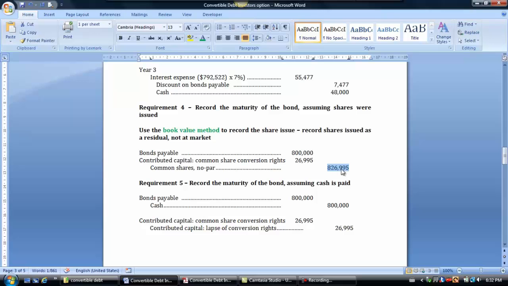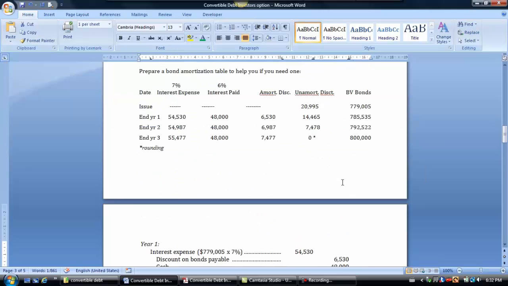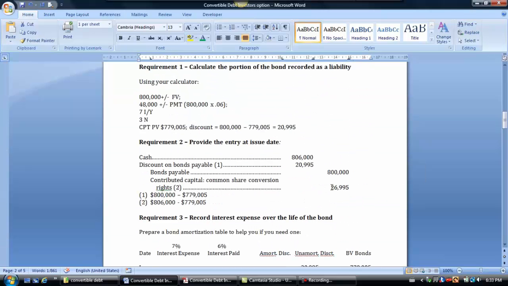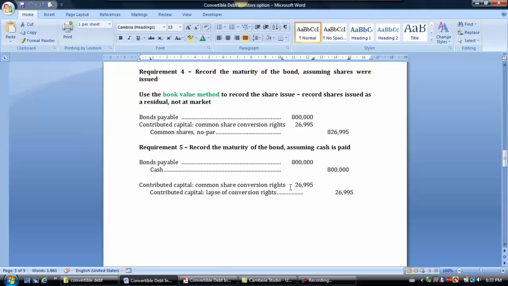Up to them. Right? Now, let's assume instead of recording the bond at maturity assuming shares were issued, what if the shares weren't issued? Maybe the market price never exceeded the conversion price, so cash is paid out at the end. So what we're going to do is remove the bond from the books, pay out our cash. And don't forget, we had these common share conversion rights, part of our contributed capital that we recorded at issue date, which were never exercised. So what we're going to do now is go down here and remove them from the books.